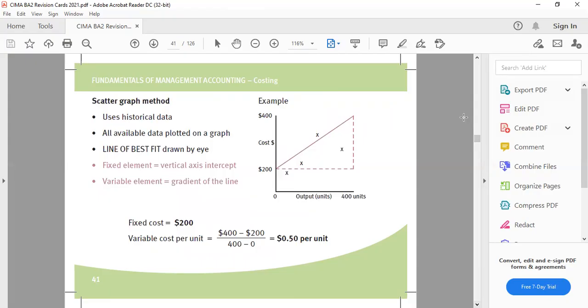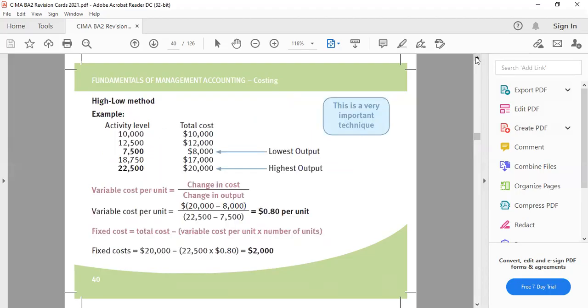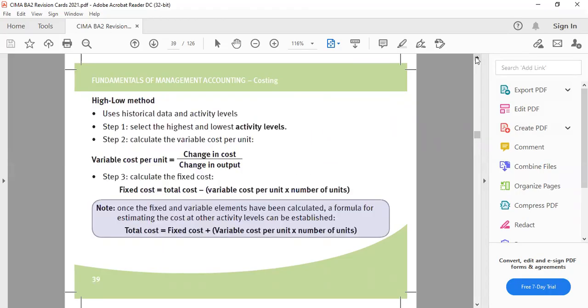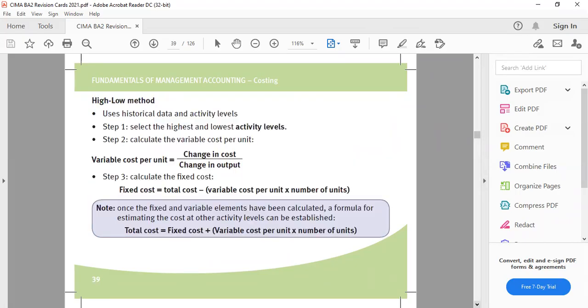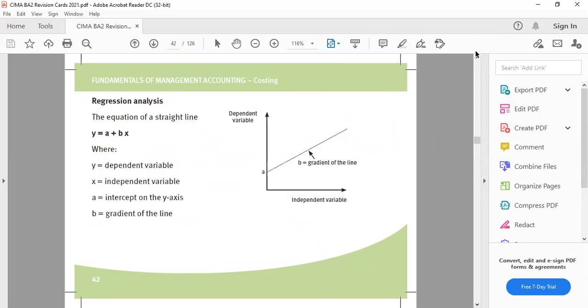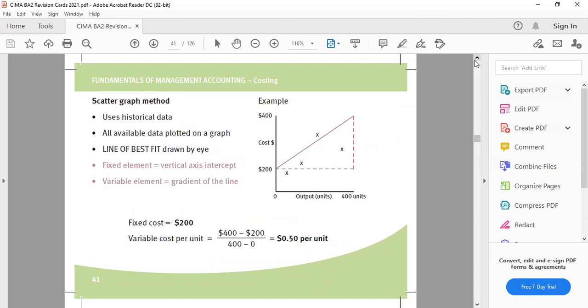Next method. There are three methods which are mentioned to us: high-low method, scattergraph method, and regression analysis. These three techniques are used to estimate the semi-variable cost. So what's regression? What's scattergraph?